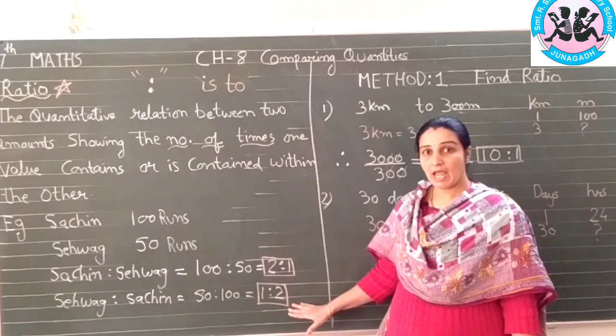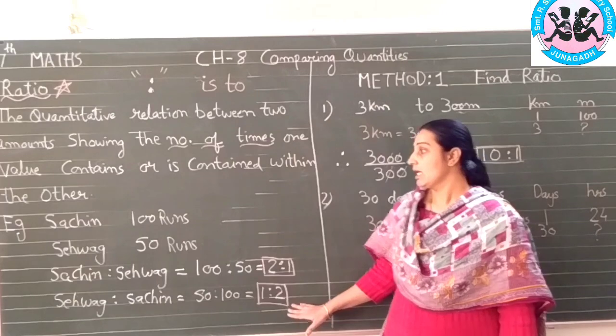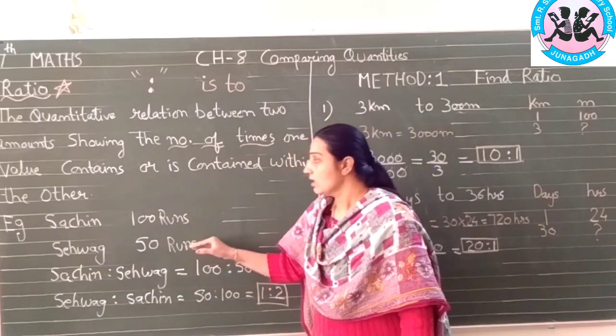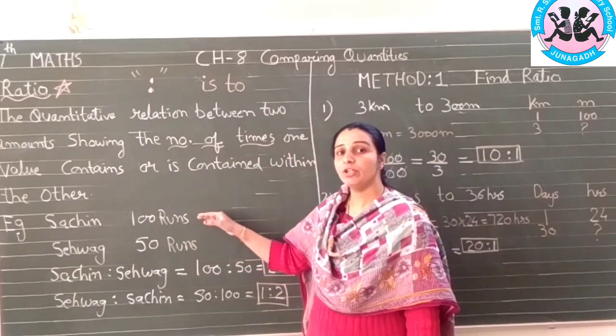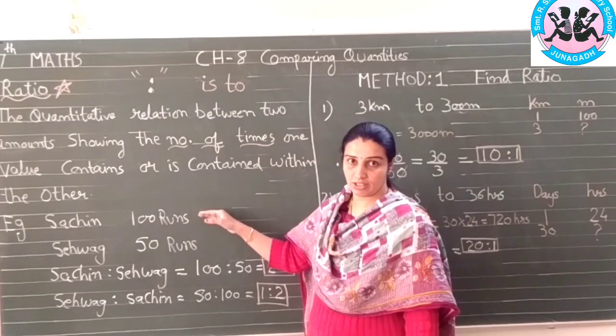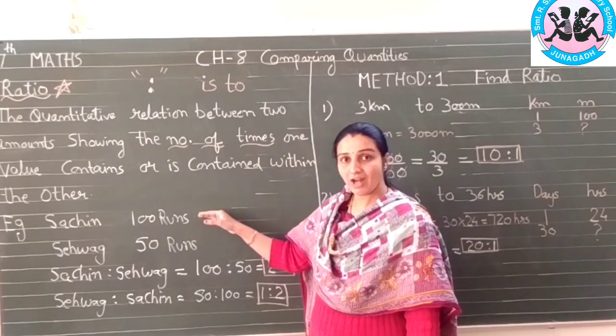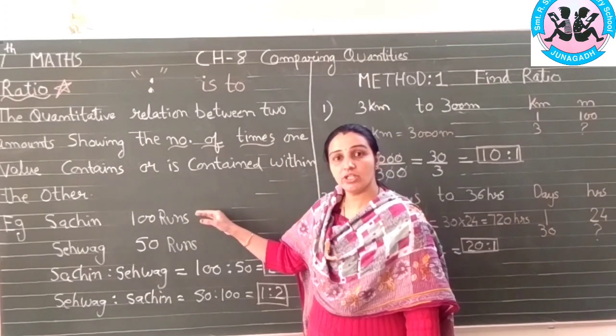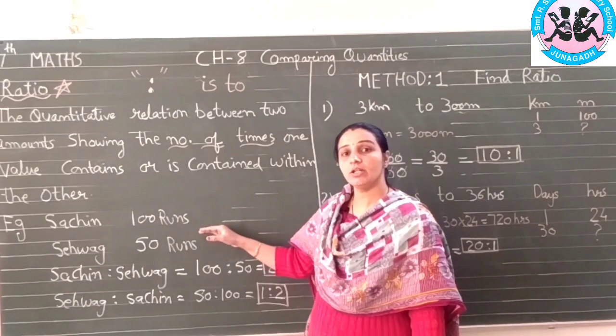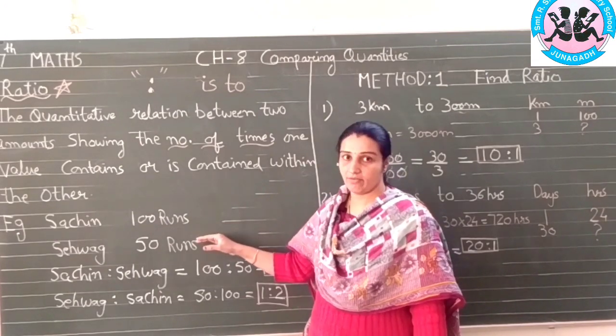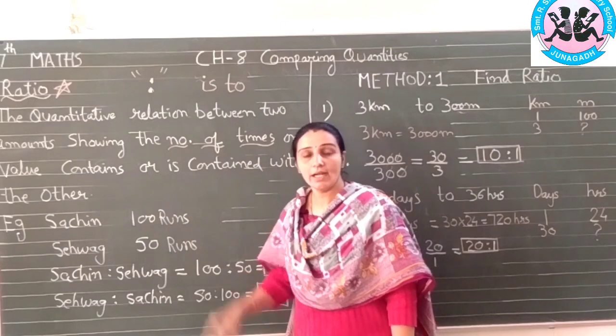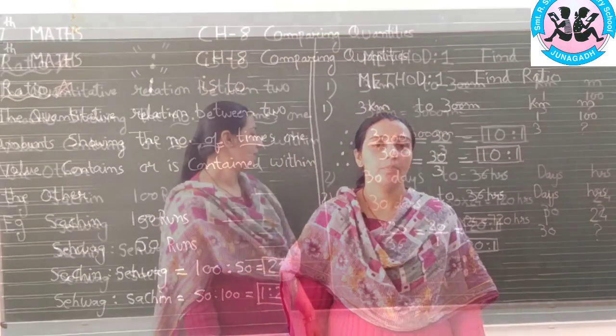In other language, I can say Sehwag scored half the runs scored by Sachin, or I can say Sachin scored double the runs scored by Sehwag. Let us see the example.